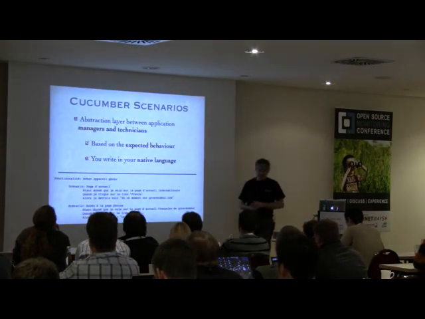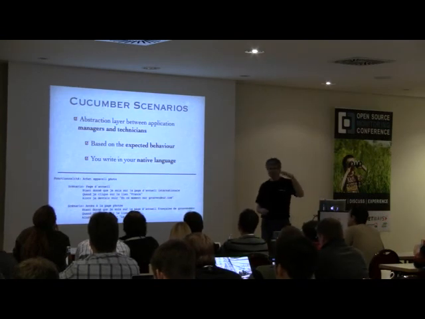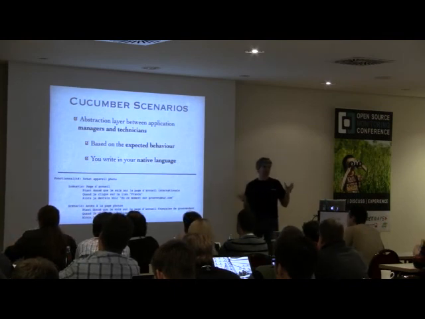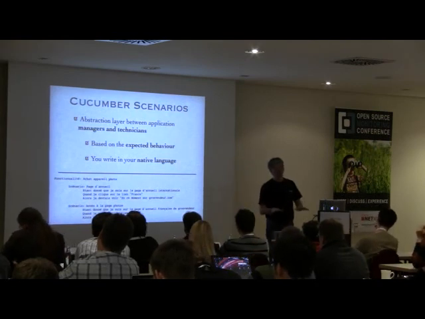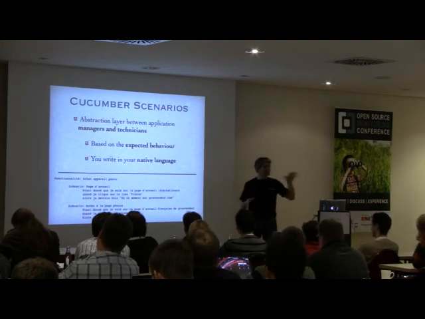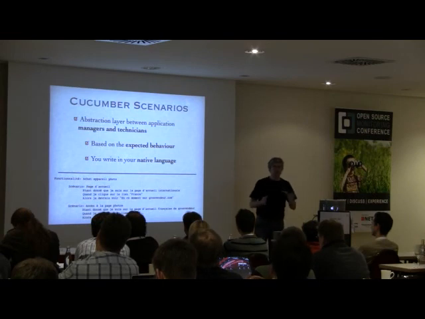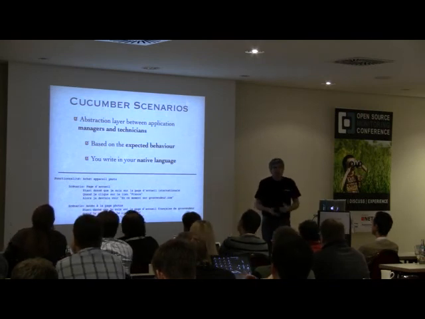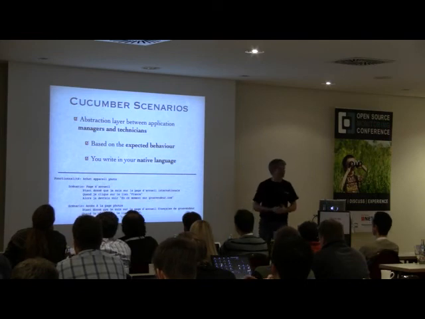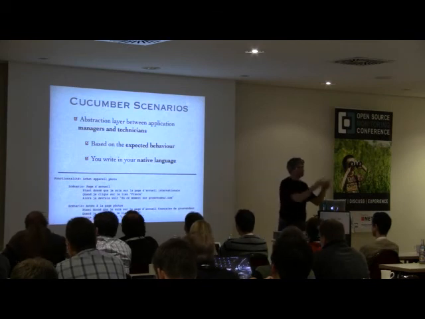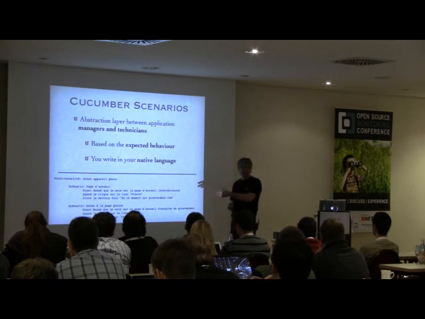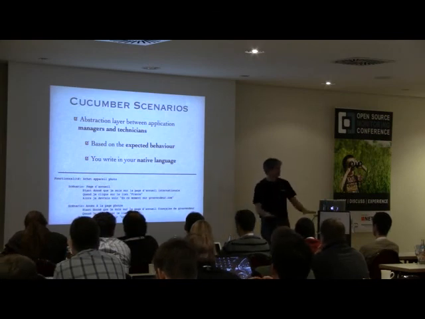A few words about Cucumber scenarios. Cucumber is an abstraction layer between application manager and technician. You know, often in the company, there are system administrators, managers, who know well the technical side of the business. But you have also application managers that are not really, you know what I mean, they are not really technical, if I can say that. They're not really at ease with techniques. So they talk business. They talk functionality. If you have an e-commerce site, what is important for the application manager is that people can buy on your website. For you, it's the low level that will interest you.